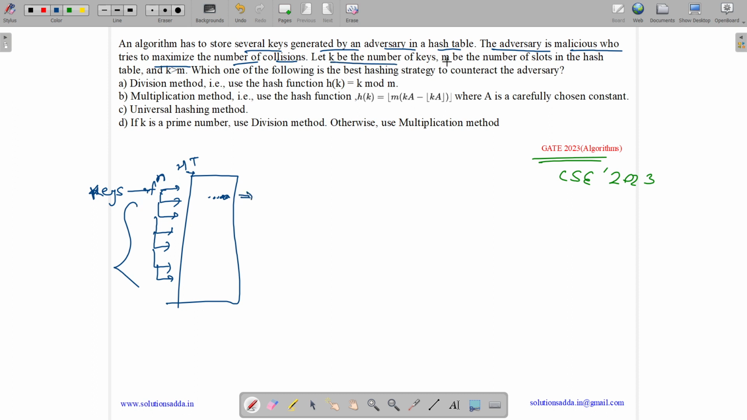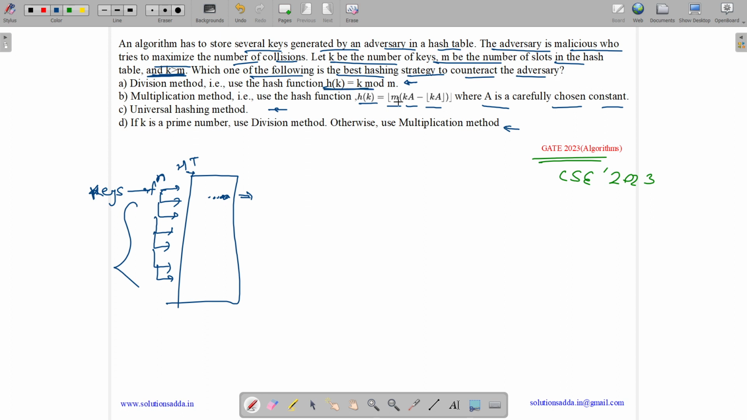Let k be the number of keys, m be the number of slots in the hash table, and k is greater than m. Which one of the following is the best hashing strategy to counteract the adversary? Division method, using the hash function h(k) = k mod m. Multiplication method, hash function h(k) = floor(m(kA - floor(kA))), where A is a carefully chosen constant. Universal hashing method. And if k is a prime number, use division method, otherwise use multiplication method.